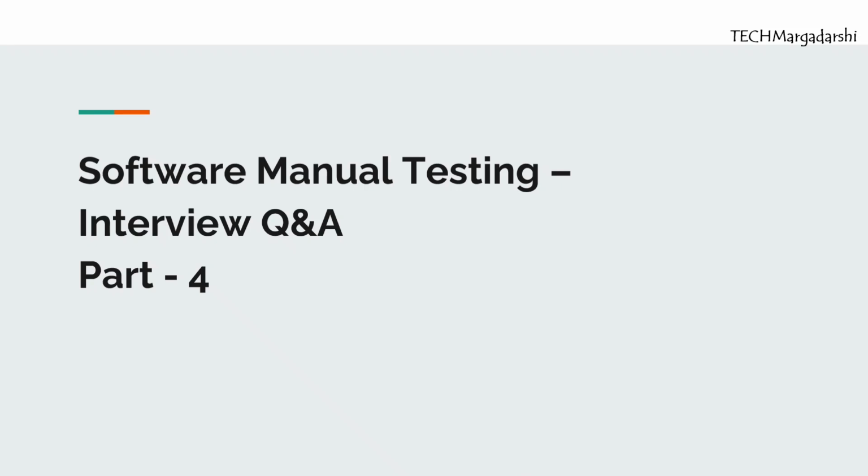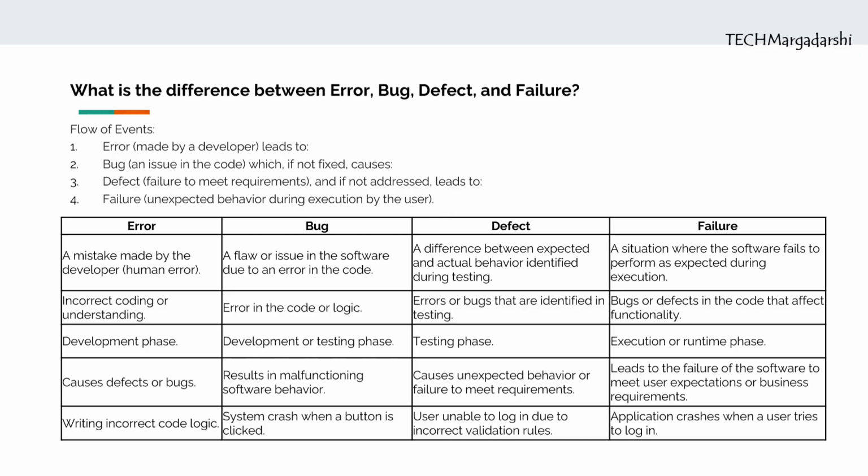In the last session, we covered important questions regarding a few of the major phases of the software testing life cycle. In this session, we are going to cover bug or defect life cycle, bug templates, different types of black and white box testing, and a few more important concepts. Here is the first question. What is the difference between error, bug, defect, and failure?